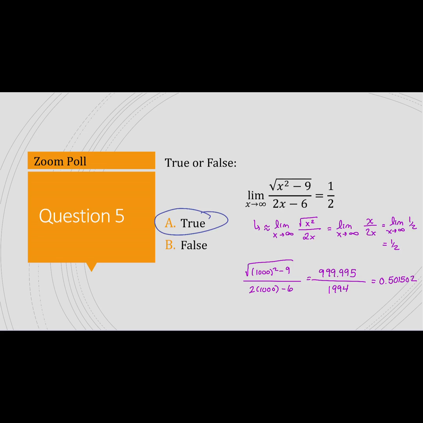What's going to take over on the top is that square root of x squared, so that x squared term. And what's going to take over on the bottom is that 2x. And if we simplify things down, that gives us a 1/2. And so that shows us, oh yeah, our limit is 1/2.